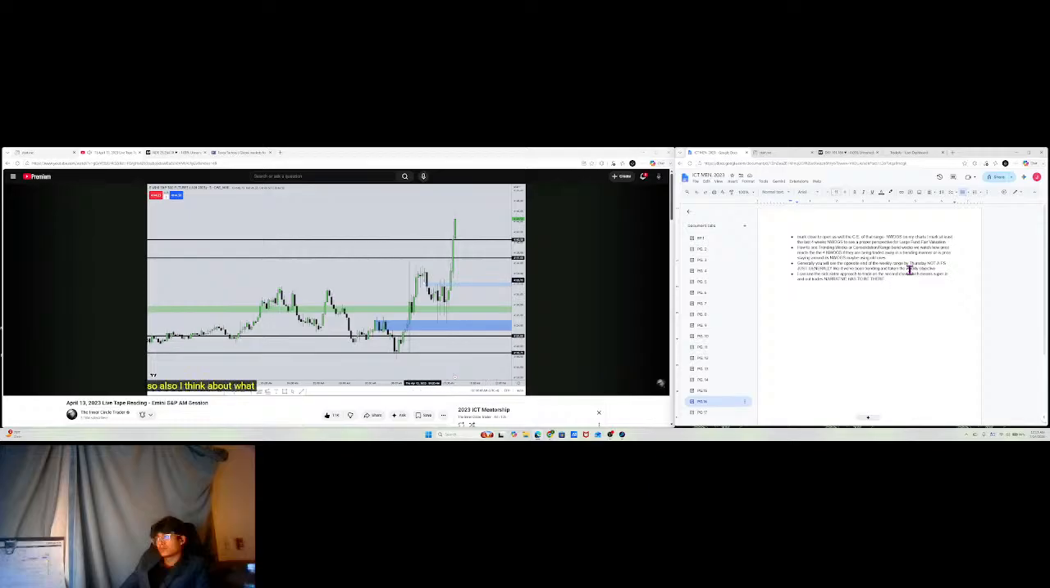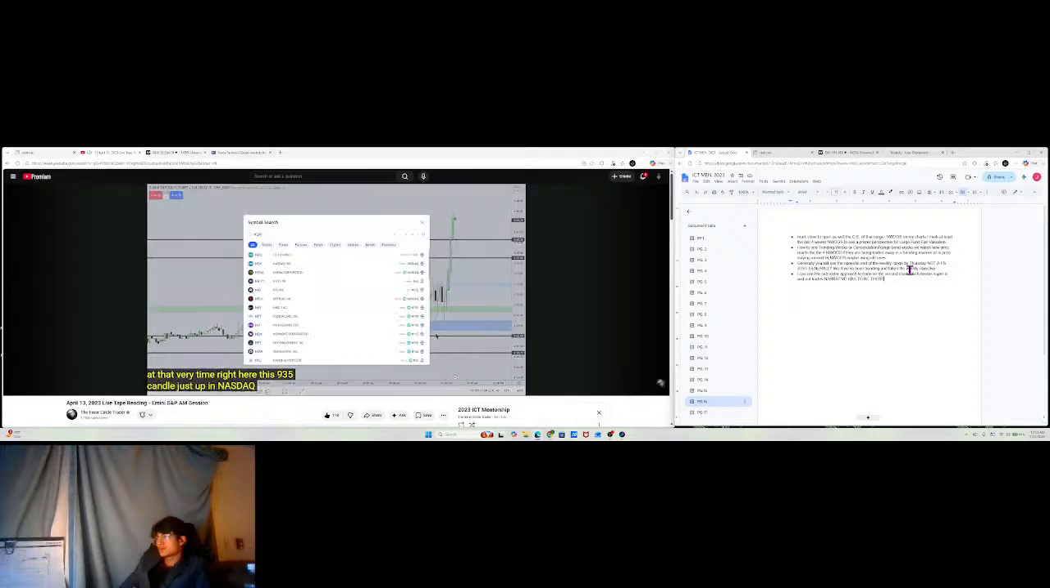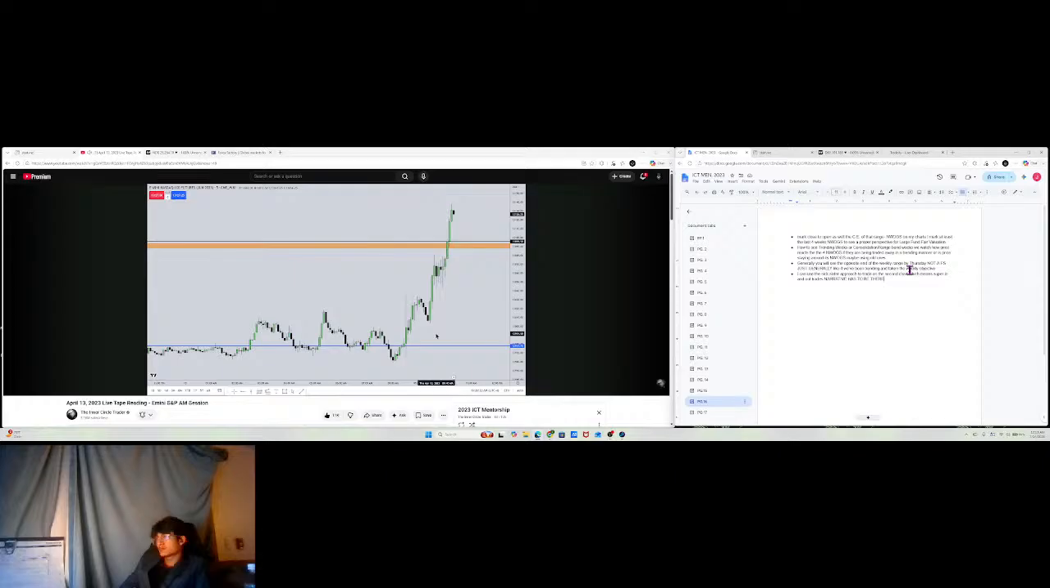So also think about what I mentioned, I don't know, 20 minutes ago or so. This low, I mentioned that was a swing low within the context of what? Looking for price to try to catch up with the NASDAQ. Think about what price was showing right here, okay, right in here. And then look at what NASDAQ was doing at that very time right here, this 935 candle. Let's look at NASDAQ. 935. We're up here.